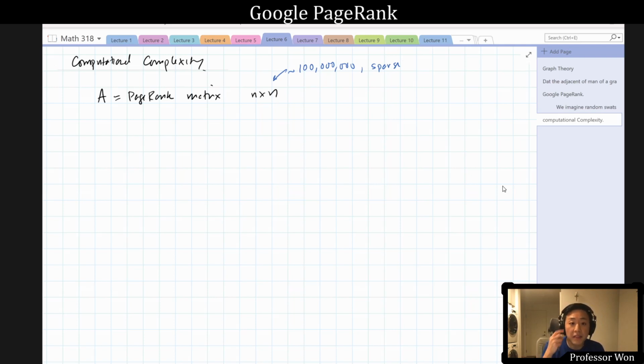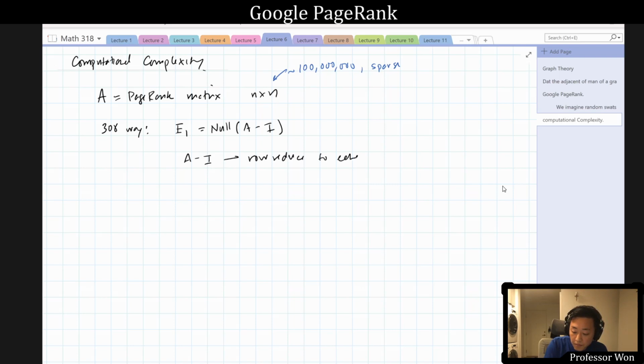Well, what's the Math 308 way to find the dominant eigenvector? It's to take the null space of A minus I. So the 308 way is you want to find a basis for the one eigenspace. That's the null space of A minus I, which is, again, a 100 million by 100 million matrix that's also quite sparse. How do you find the null space? Again, the 308 way is to take A minus I and then row reduce it to echelon form. So how many operations does that take? Well, we can get a pretty rough estimate.